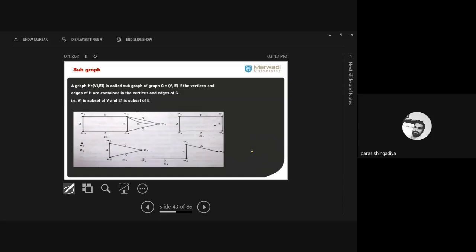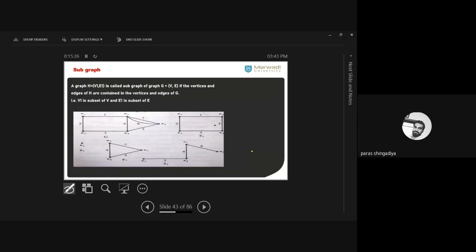Okay. The next definition is the subgraph. It is similar to a subset. There is one universal set, and we collect a few elements from the universal set. So what can you call it? That is a subset of the universal set. Clear? It means the elements of the subset are a part of the universal set. It is something like that.